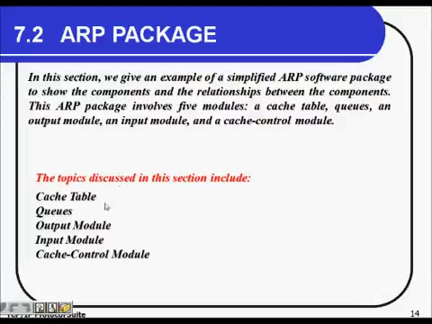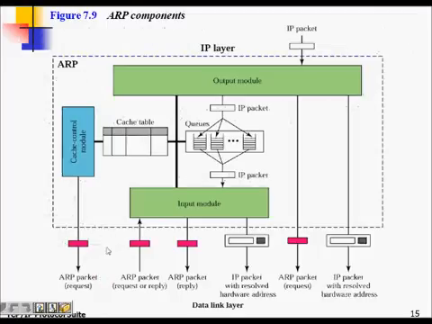So there is a cache table, okay, a table where the IP address and the particular MAC address are stored. This ARP package, it's a software package, so it also contains queues, different queues for different MAC addresses to which packets are to be sent, and a cache control, how we update it, how we modify it, and so on.